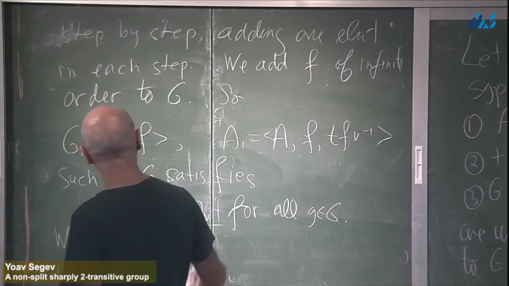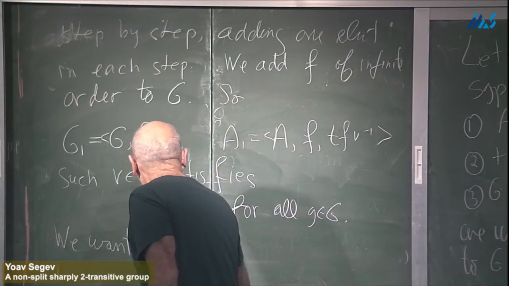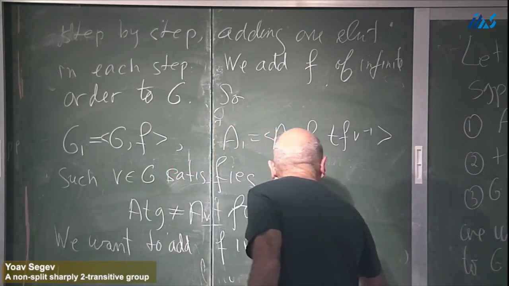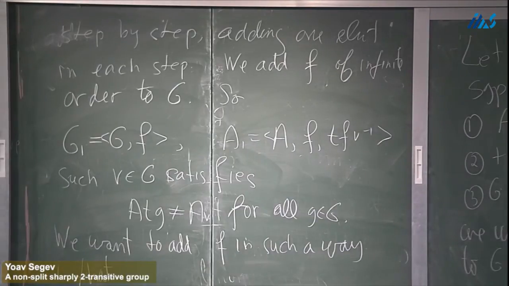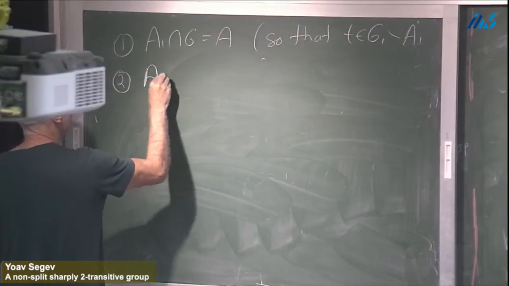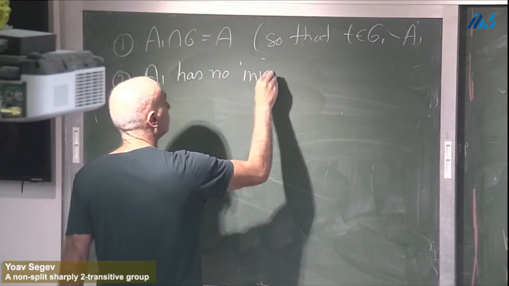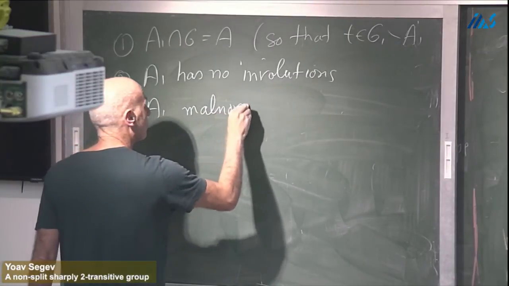Right. So V is a witness to the fact that it's not sharply two transitive, but we want to add f in such a way that our group G1 behaves nicely and in a controlled way. And so how do we want to add f? We want to add f so that, 1, the group A1 intersects G in the group A, so that T remains outside of A1. 2, we want A1 to have no involutions. And 3, of course the main thing, A1 non-normal in G1.